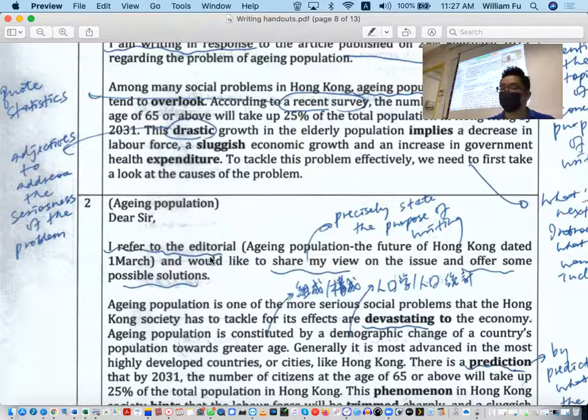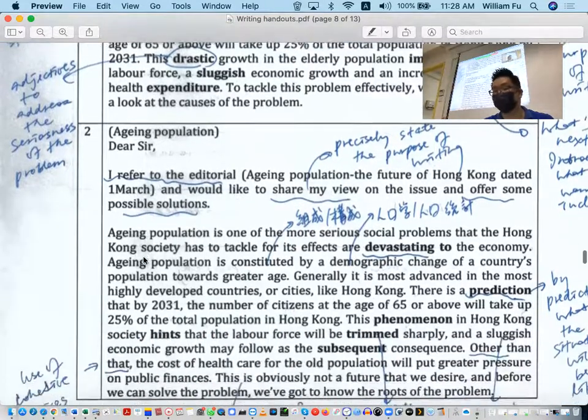So I refer to the editorial, aging population, the future of Hong Kong, dated 1st March. Now you need to have a date. Why? To tell the readers where they can find the article. If I want to read the article, I can go back to that issue and find it. Okay, and would like to share my view on the issue and offer some possible solutions. Now remember, this is not the introduction. This is the purpose of writing only.